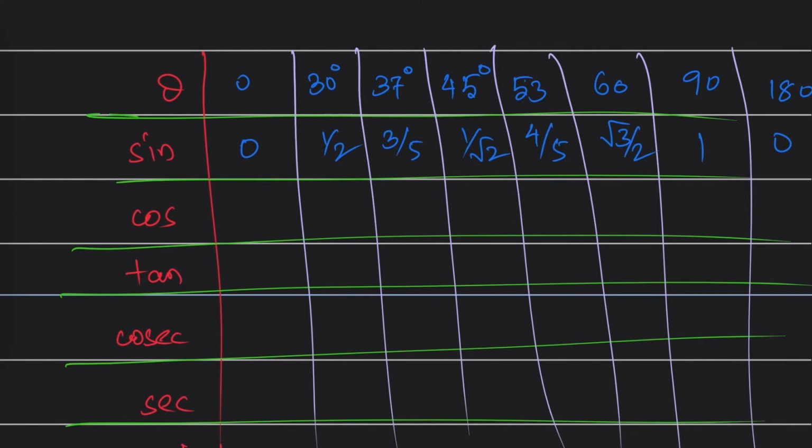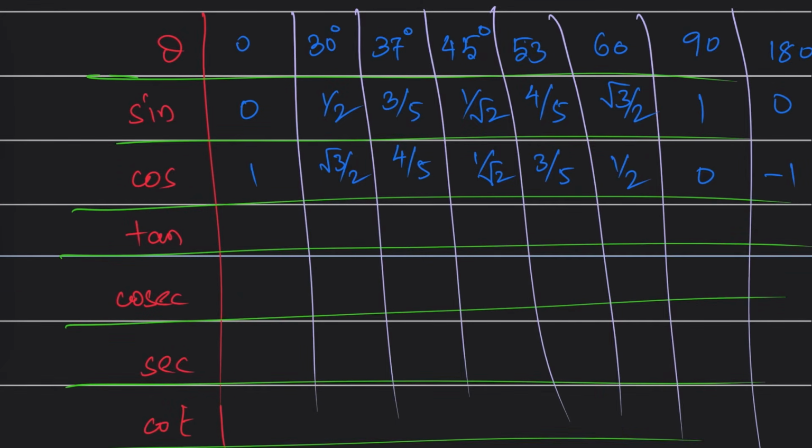Cos 0 is 1. Cos 30 is root 3 by 2. Cos 37 is 4 by 5. Cos 45 is 1 by root 2. Cos 53 is 3 by 5. Cos 60 is 1 by 2. Cos 90 is 0. Cos 180 is minus 1. I will let you know why. Every proof I'm going to give to you.